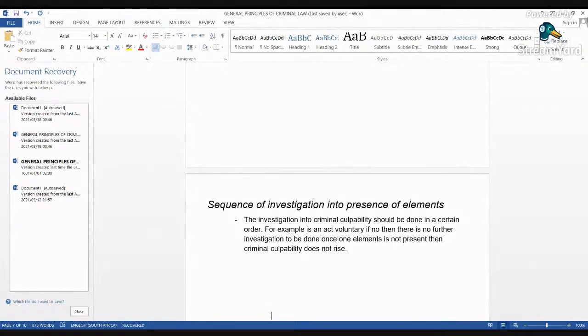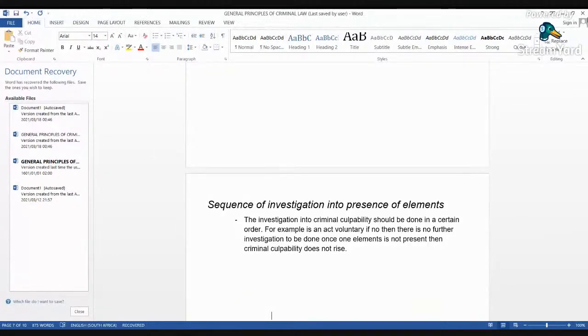And we go on to unlawfulness. Remember what we spoke about when we spoke about unlawfulness. Simply because you have acted voluntarily, and yes, your conduct complies, yes, you have violently appropriated someone's movable corporal property, does not necessarily mean that what you did is unlawful, because the law gives you what we call grounds of justification, which include self-defense, necessity, and so on.